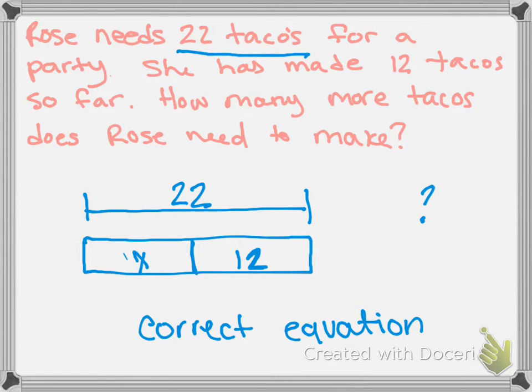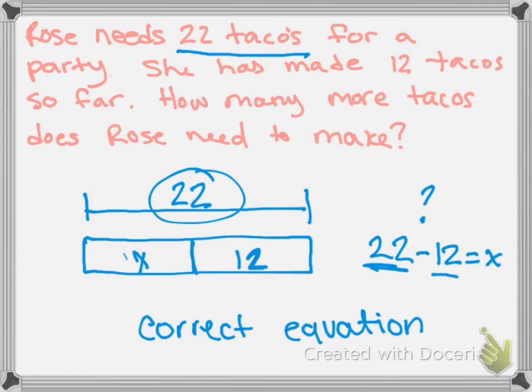So the correct equation should have looked like 22 minus 12 equals X, because we know she has to make 22 in all. She's already made 12, so how many does she have left to go? Well, 22 minus 12 would be 10, so X equals 10. Or you could write 10 equals X.